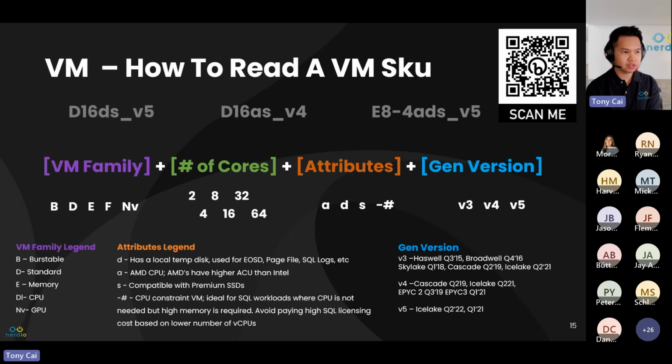Following the letter is always the number of cores of that machine. So if it's a D series machine, you can assume that if it's a 2-core machine, then it has 8 gigs of RAM. If it's an 8-core machine, then it has 32 gigs of RAM. If it's a 32-core, then it probably has double the RAM. So it pretty much keeps doubling. The SKU doesn't tell you the amount of memory it has. The family does, and based on the number of cores, you can assume the type of memory that family machine has. Okay, so that's the number that comes right after the letter.